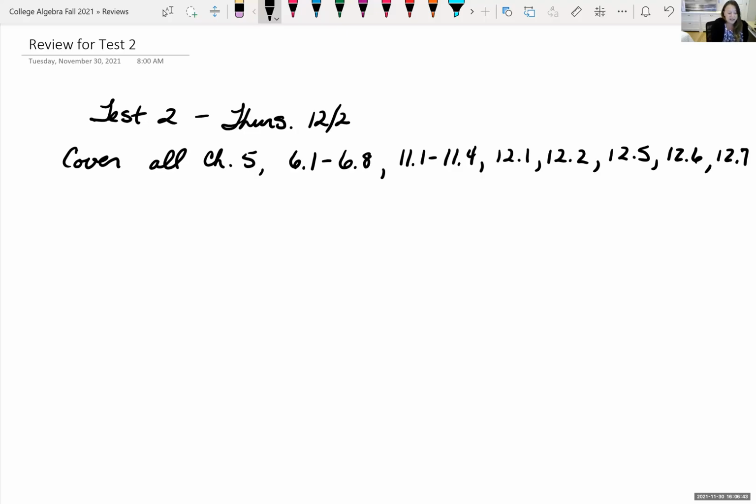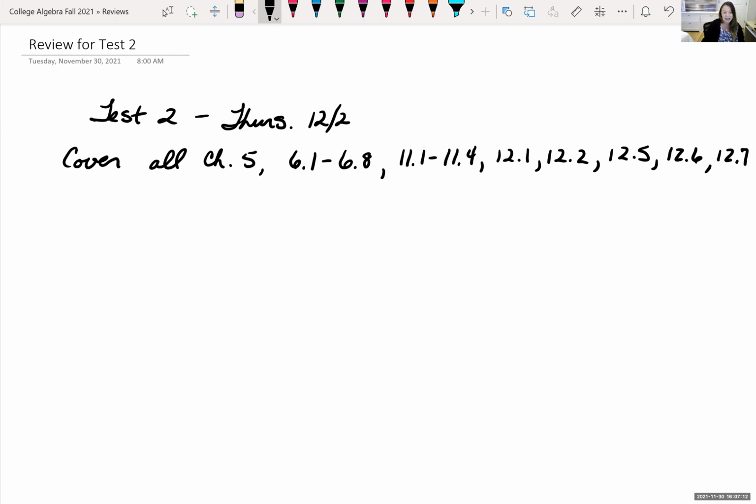Okay, so you guys are going to be taking your test this Thursday, and we have a lot of material that's going to be on this test. So chapter 5, that went over polynomials, finding zeros of polynomials, rewriting polynomials as linear factors and/or quadratic if it wasn't irreducible over the real numbers. We looked at the complex zeros.